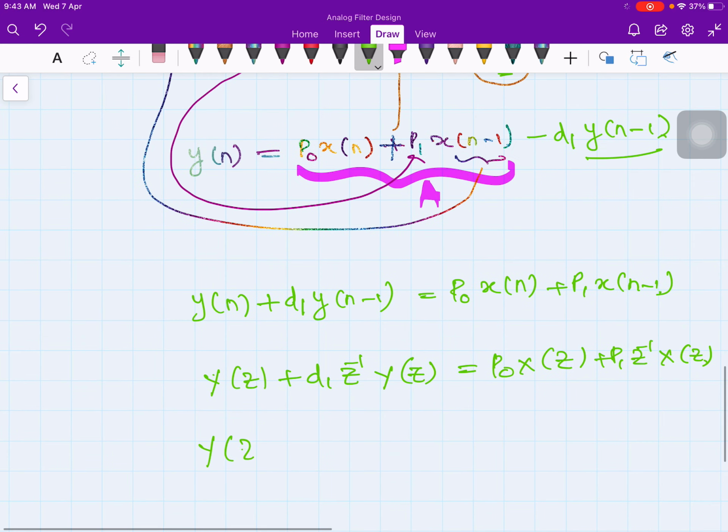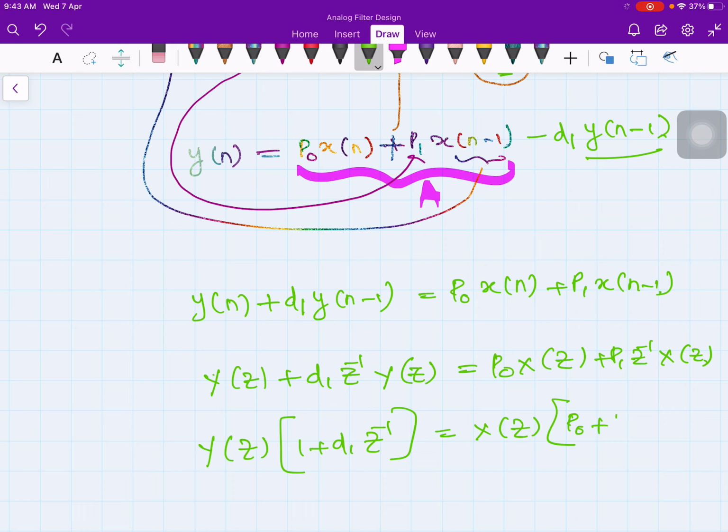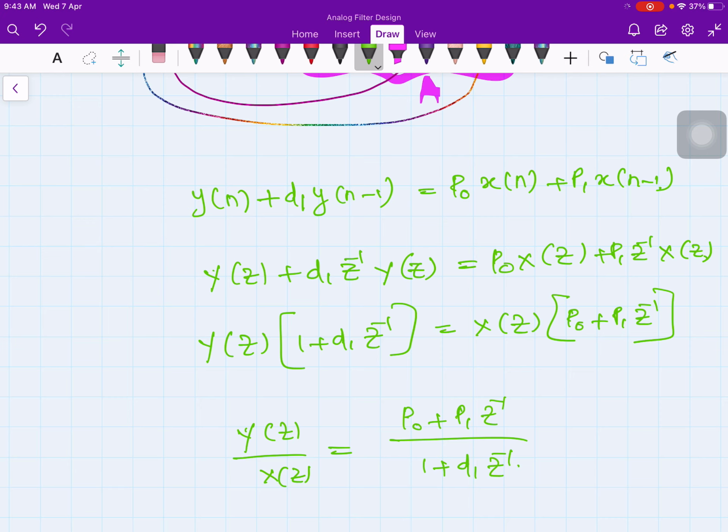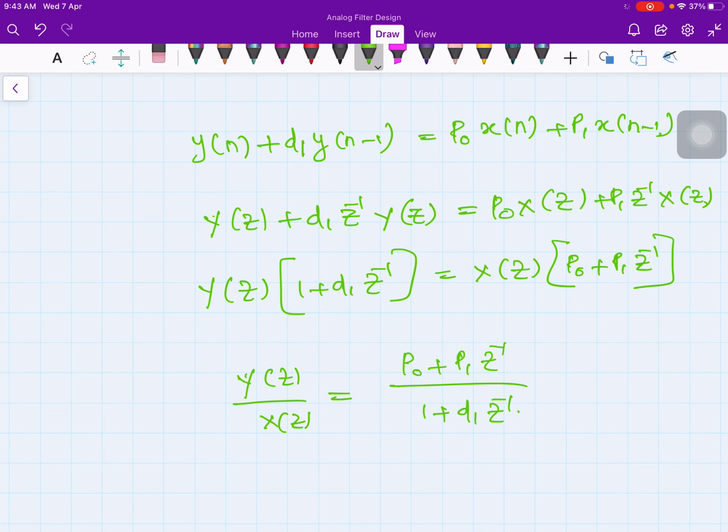Y of z you take commonly outside, 1 plus d1 z inverse is equal to x of z times P0 plus P1 z inverse. So y of z divided by x of z is equal to P0 plus P1 z inverse divided by 1 plus d1 z inverse. That's it. So this is the transfer function. Okay, let me call this h of z.